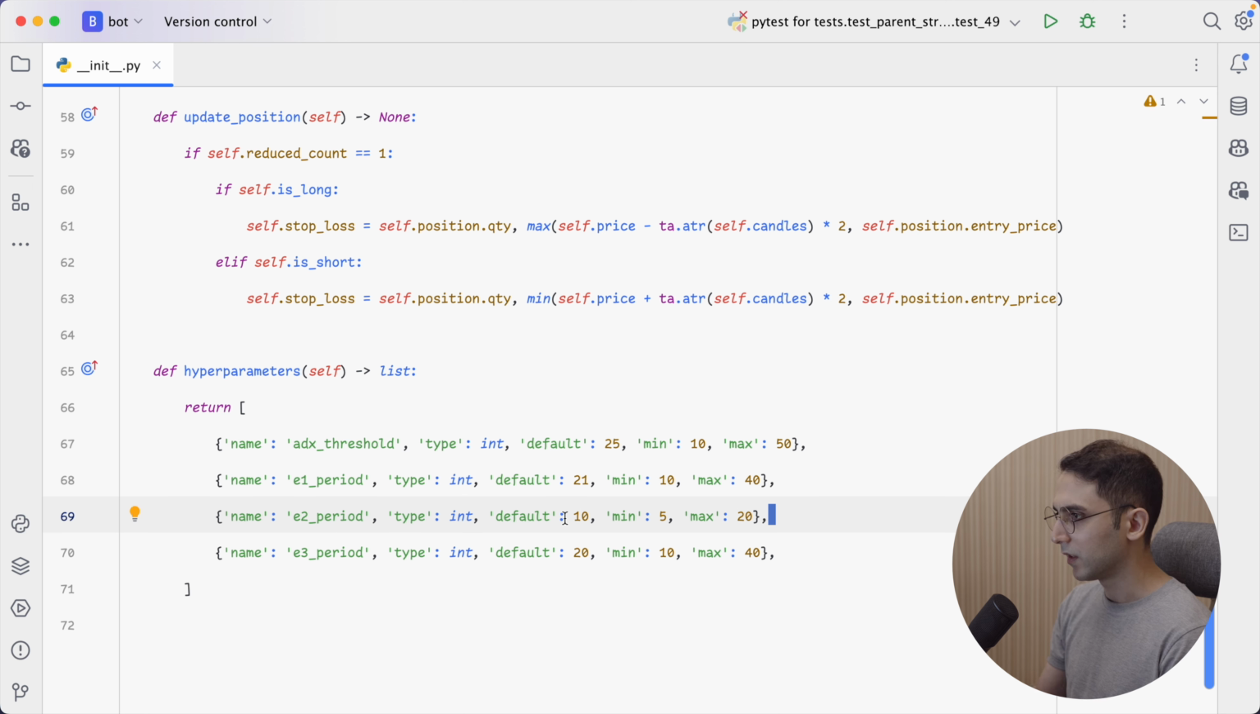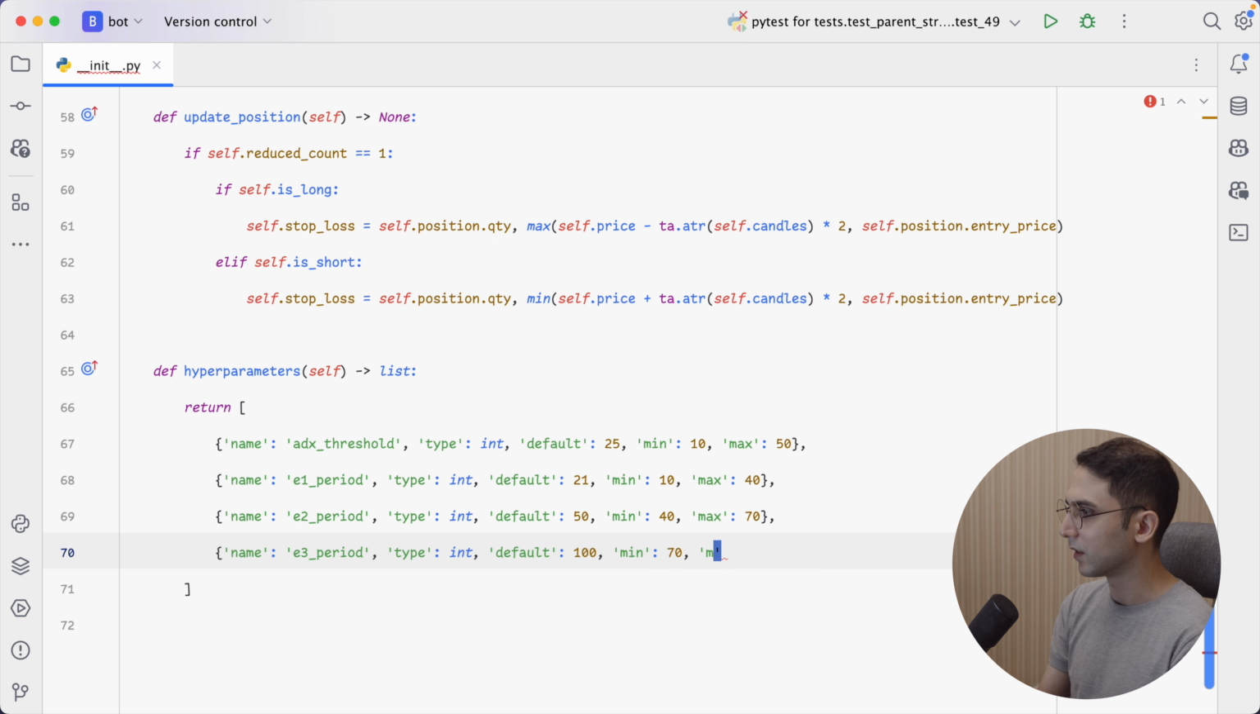that's fine. The default for the second period was 50, so now I don't like this min. So I'm gonna set the min to 40 and the max to 70. And for the third one, we had the period of 100. So the min would be around 70 and the max would be 130.